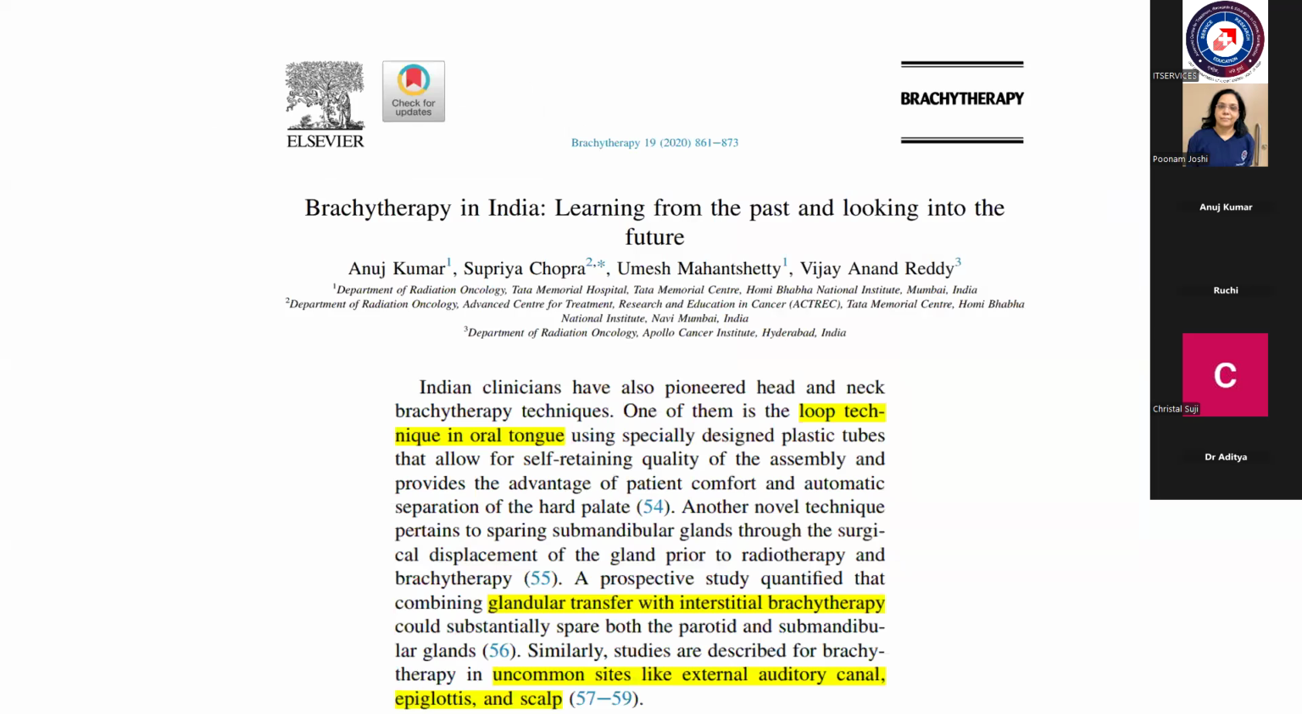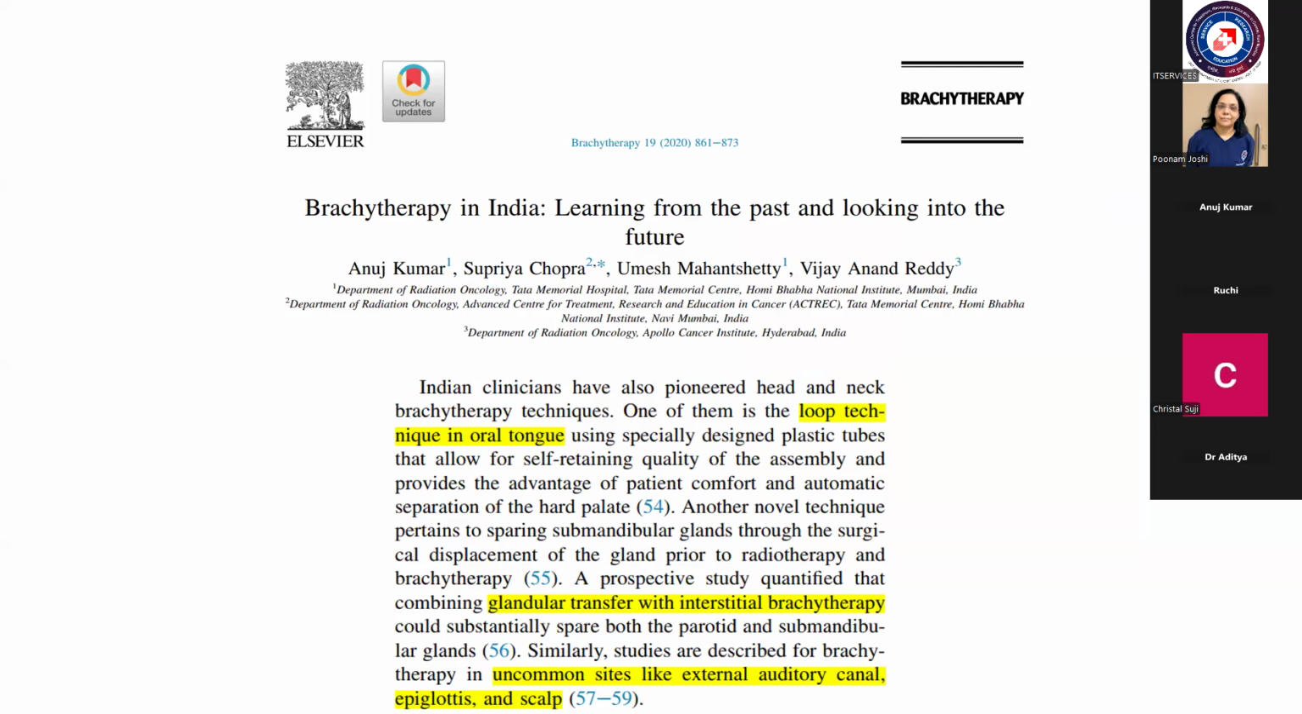Indian clinicians, as we know, are pioneers in brachytherapy techniques. So in India, we used to do a lot of brachytherapy for tongue using techniques like the loop technique for cancer of the tongue. And there are also various other techniques like submandibular gland transfers and then using interstitial therapy so that we can reduce the doses to the salivary glands. And also we have done therapy in various uncommon sites like the external auditory canal, and also the epiglottis.